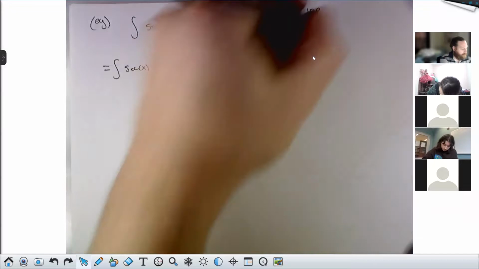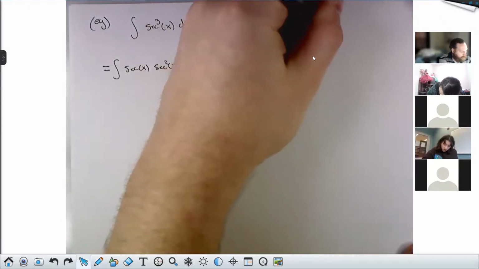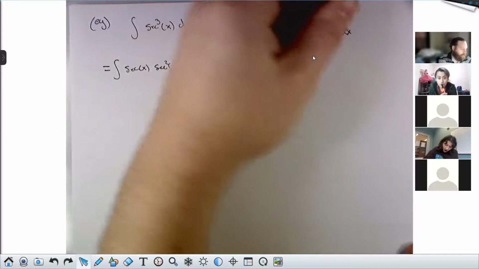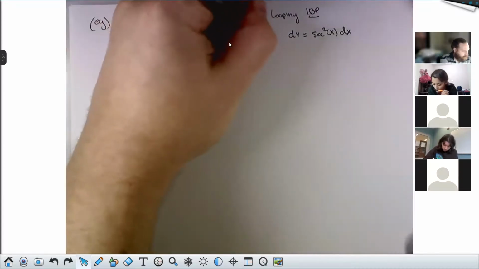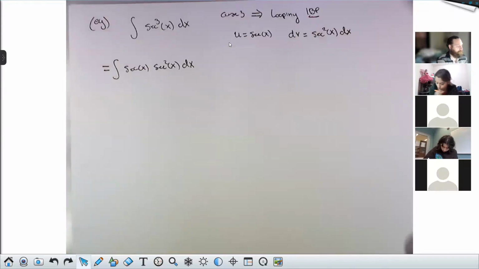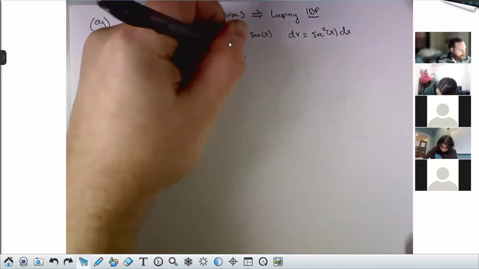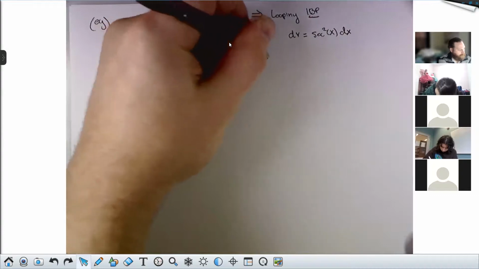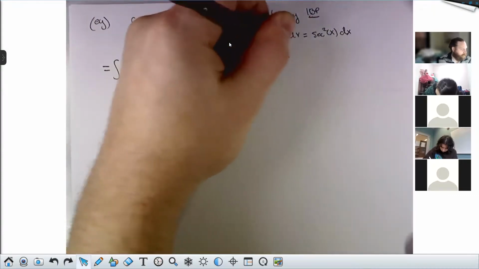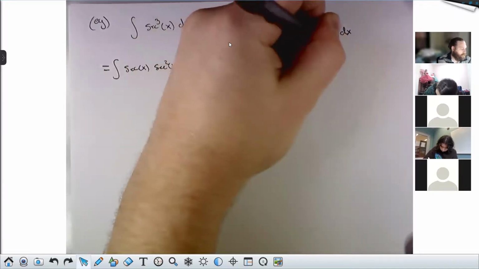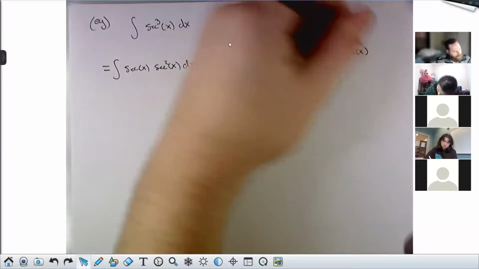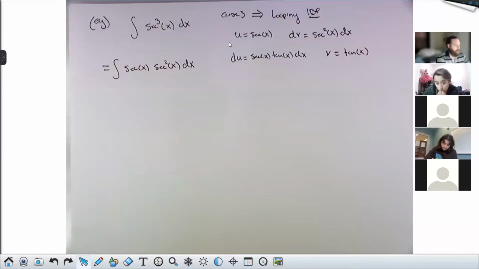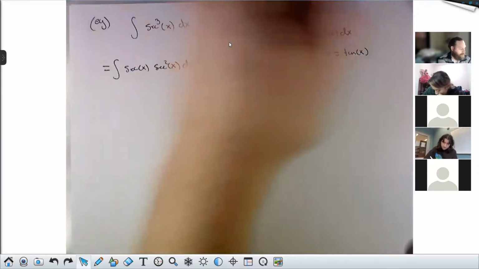So here's the choice. You're going to pick for dv the thing that is not scary to integrate and yields a nice thing when you do integrate it. That's secant squared. And you're going to pick for u the other stuff, which is just secant x. This means that du is going to be secant x tangent x dx, and v is going to be the integral of secant squared, which is just tangent. So this is the setup for our integration by parts.